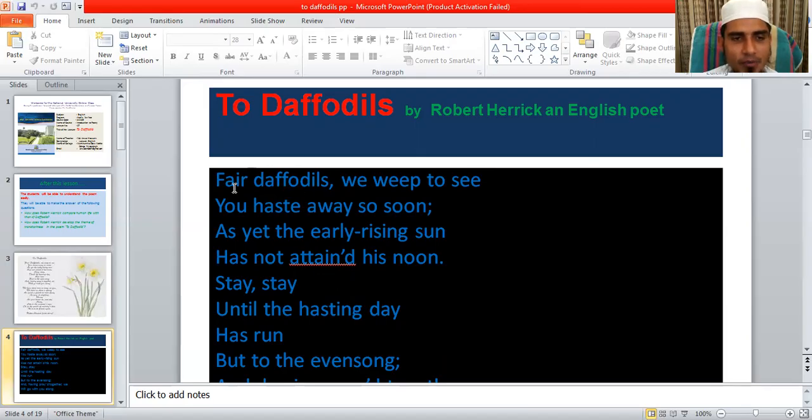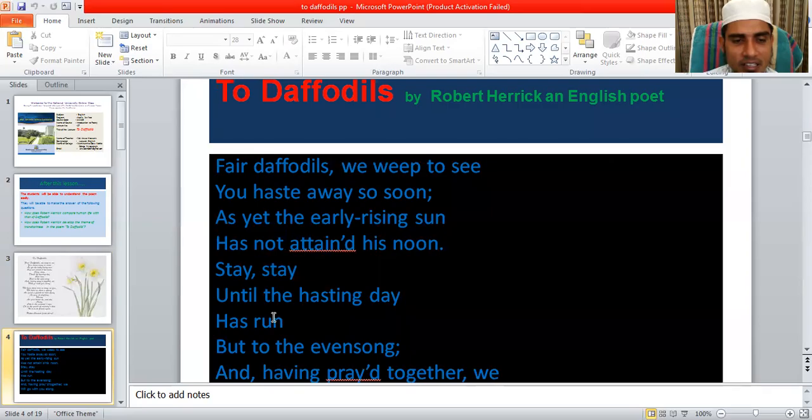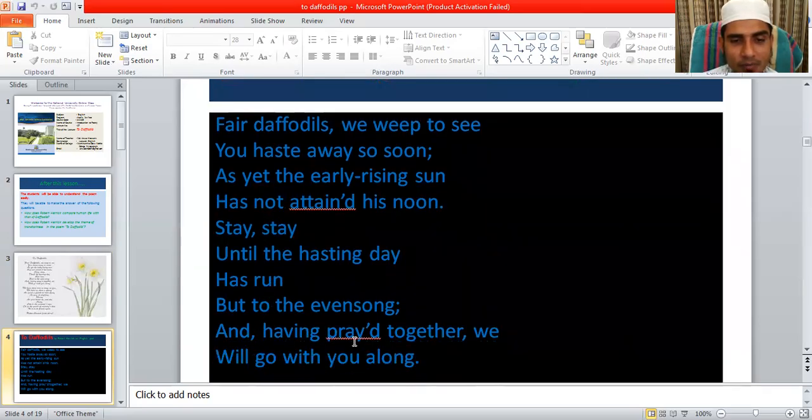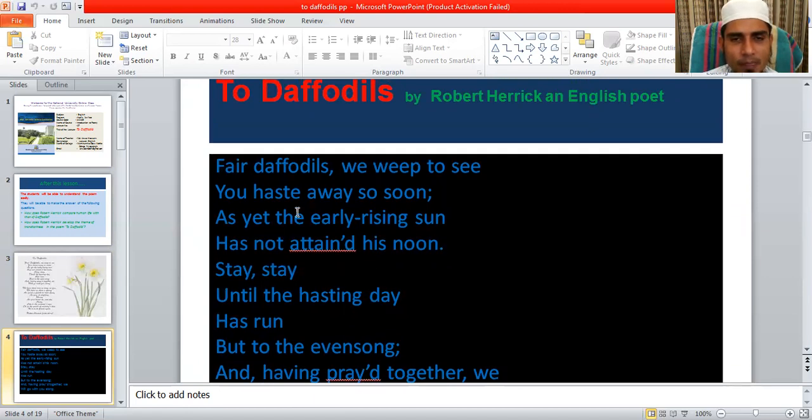Here the poet starts: Fair daffodils, we weep to see you haste away so soon, as yet the early rising sun has not attained his noon. Stay, stay until the hasting day has run but to the evening song, and having prayed together, we will go with you along. In the very first line, the poet says, fair daffodils. He used the word fair. Fair means beautiful.